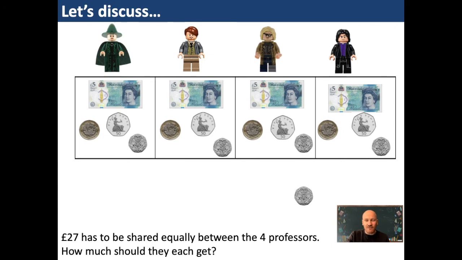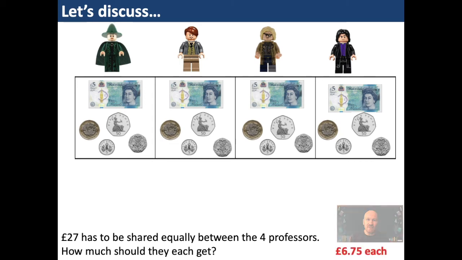Let's change that for 5 pences. I've got 4 5 pences, which I can share out. I've shared out all of the money. There's no money left over. And this time, each person has got £6.75.